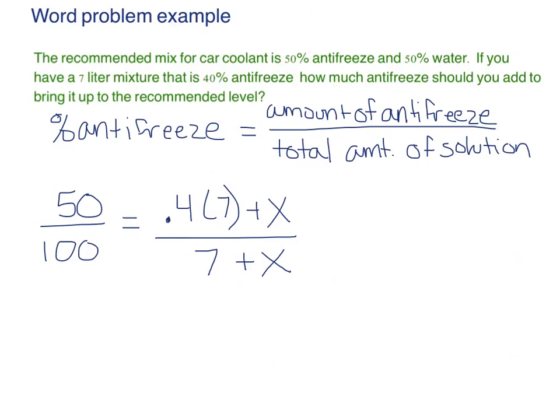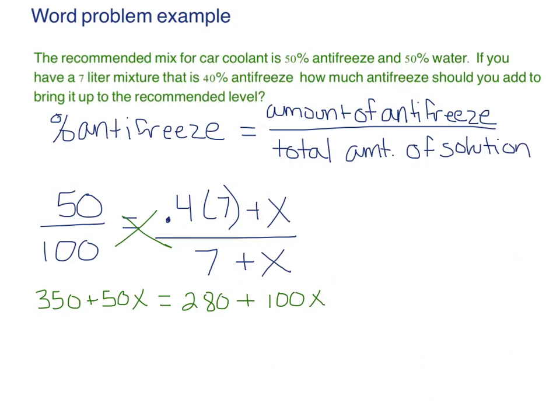So now what we've got is a rational equation. We've got a numerator and a denominator, a fraction on each side, and then you can just cross multiply. So we've got 50 times 7 plus x would be 350 plus 50x equals, and 0.4 times 7 is 2.8, times 100 is 280. So 280 plus 100x. Anyway, let's combine like terms.